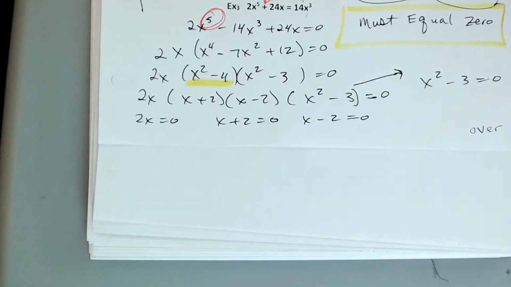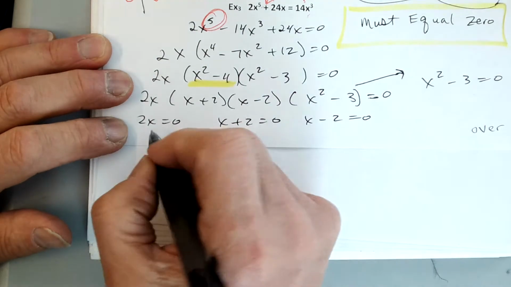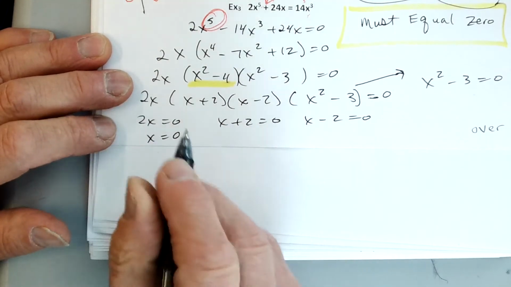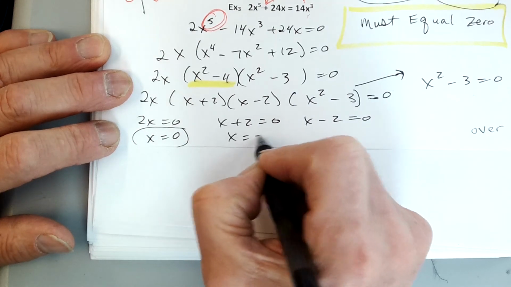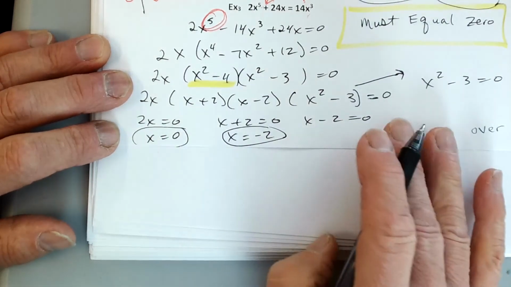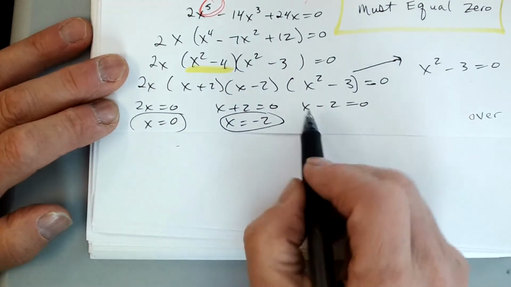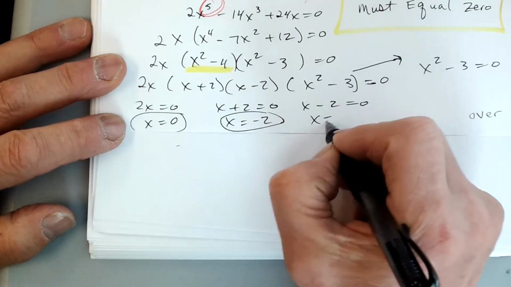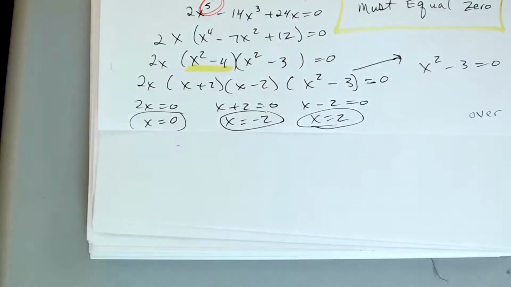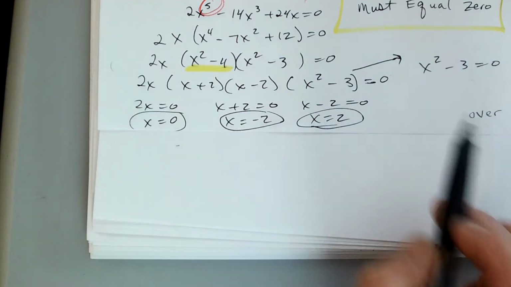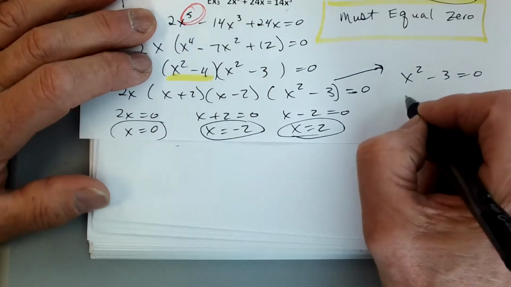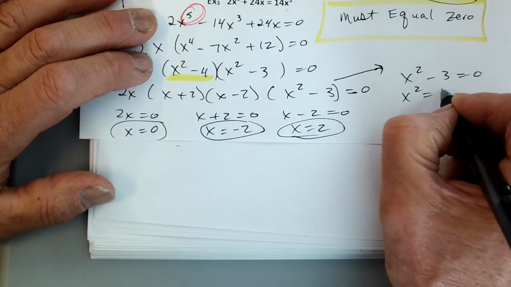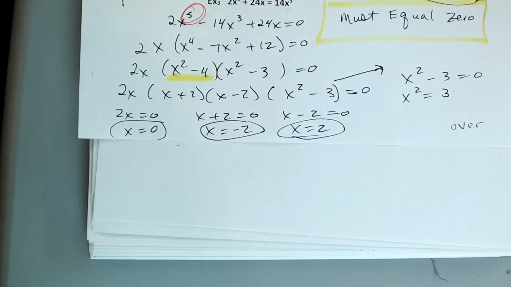Let's see if we can get 5 answers. Divide by 2, x is 0. There's one answer, right? Minus 2, minus 2: x equals negative 2. There's my second answer. Plus 2, I get x equals 2. There's my third answer. Okay, now, we're going to solve this one. We're going to go plus 3, right? And then I'm going to square root it.